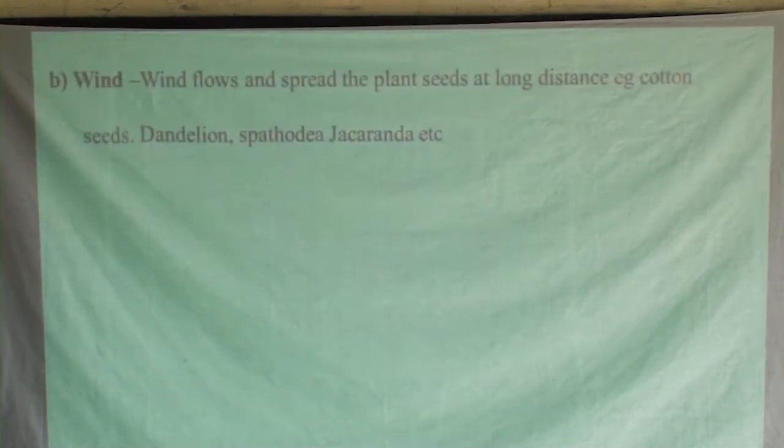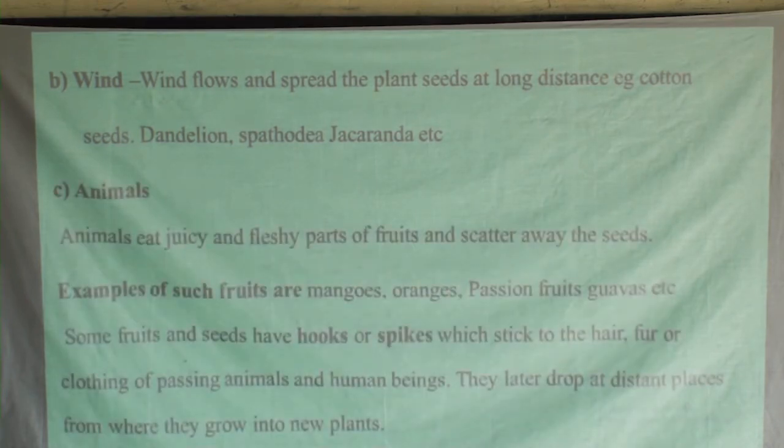Then when you go to the second agent of seed dispersal, which is wind. Wind blows and spreads the plant seeds over a longer distance. Talk of cotton seeds, the dendrobium, the spathodea, the jacaranda. Because they have wings for flying, once wind blows, they can easily be flown from one place to another. So we can be asked to mention examples of seeds that can be blown or dispersed by wind. Simply talk of seeds like cotton seeds, dendrobium, spathodea and jacaranda.